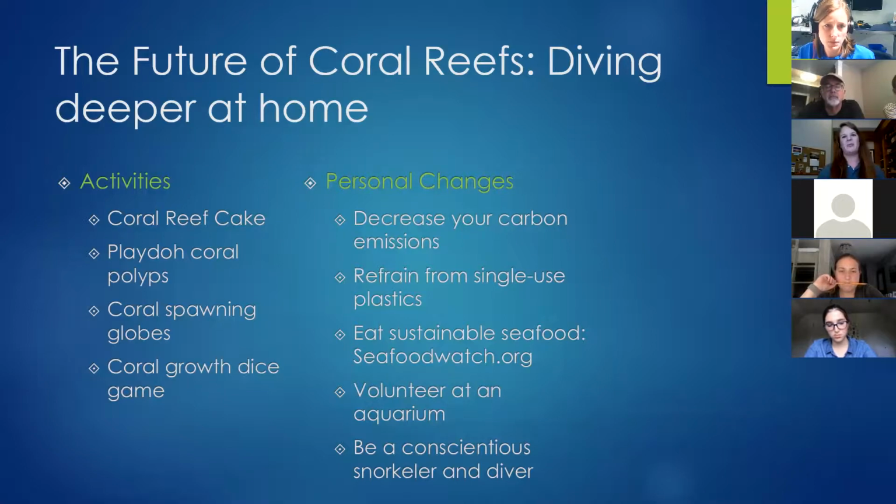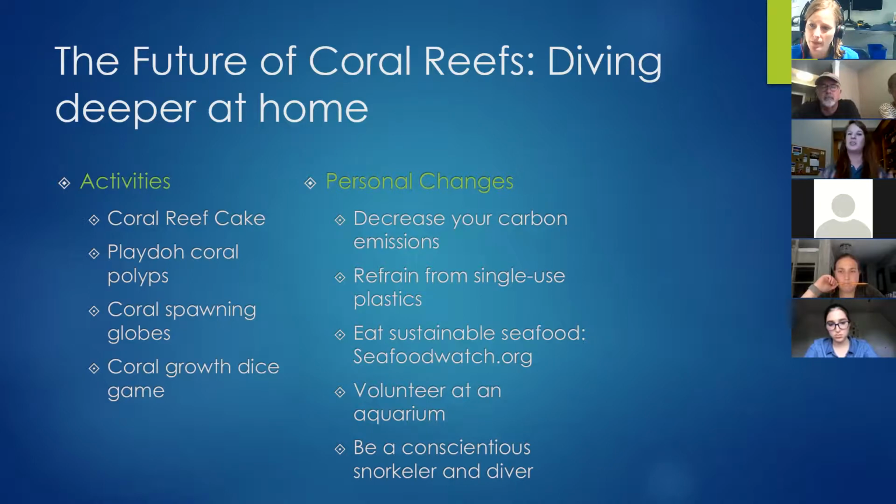Something I did in between my bachelor's and master's is I volunteered in an aquarium. This is a great environment to learn more, to be able to teach others. And if you're interested in a career in this field, it's a perfect way to get your foot in the door. And when you finally do get to see these beautiful reefs, please be conscious as you're snorkeling and diving.